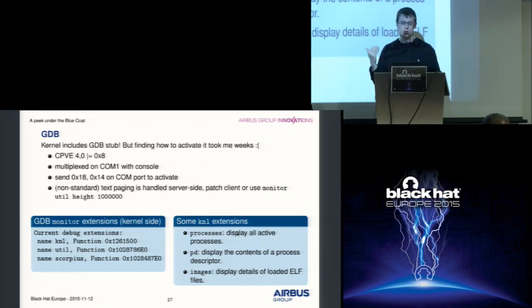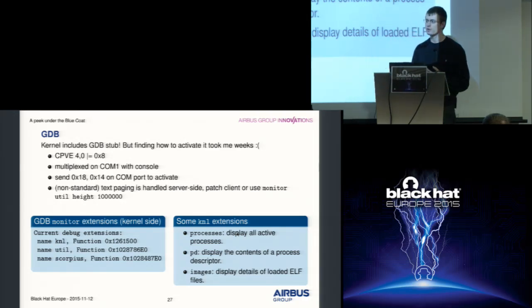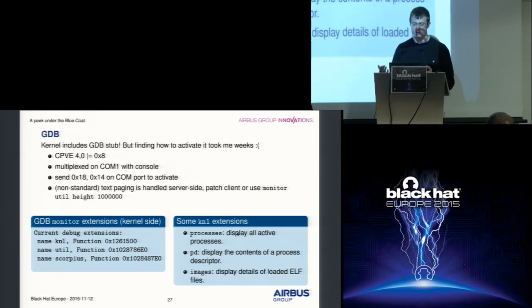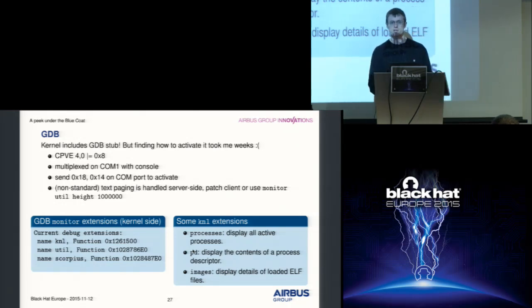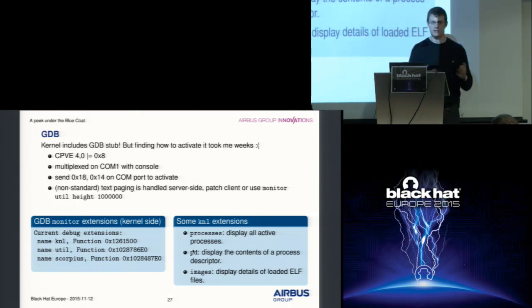You have one to display all the active processes. If you want the details of one process, you can show the process descriptor using PD. You can also list all the images running on the ProxySG with their address and everything. So you don't even have to reverse engineer the kernel to find out the structures. The commands give you everything.